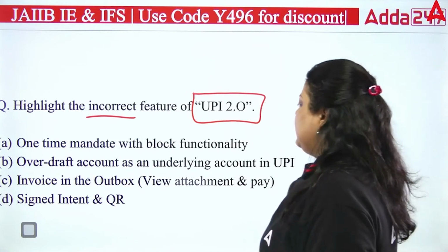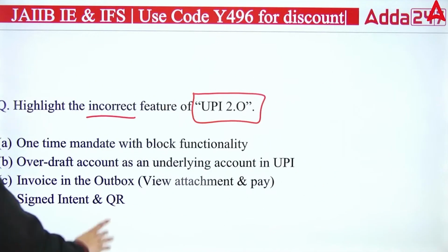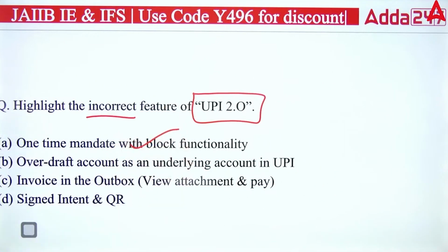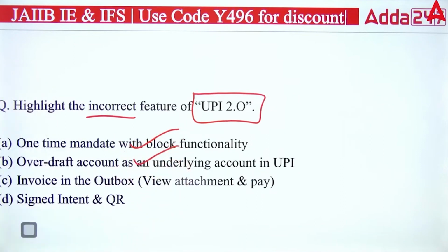So one time mandate with block functionality is there. This is true. This is not incorrect. This is the right feature of your UPI 2.0. Second is saying overdraft account as an underlying account in UPI. This is also allowed. Signed intent and QR is also allowed.